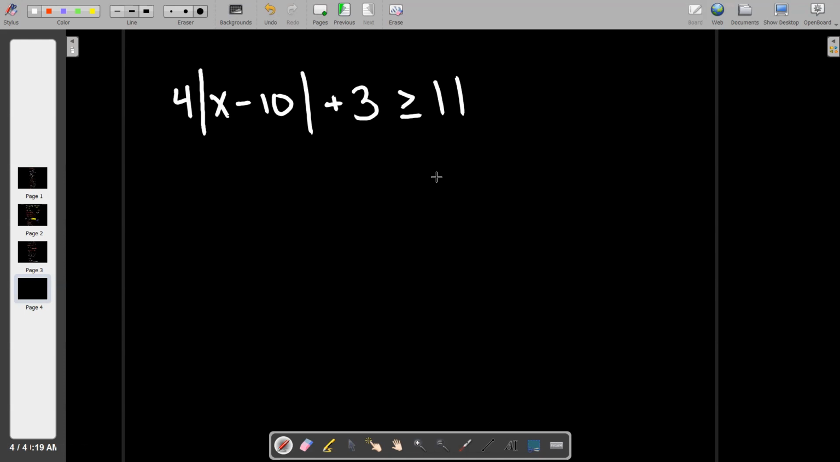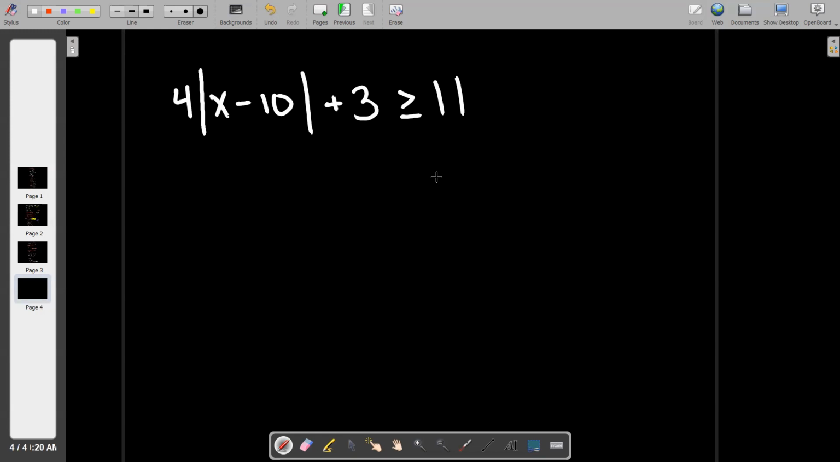I said it like the battle cry. I said this last week. Might have been the week before. I don't know. Get the absolute value by itself. If you're even right now thinking about whether it's a squisher or a splitter, that's premature. You don't want to make that decision until you've gotten the thing by itself. So what is step 1?